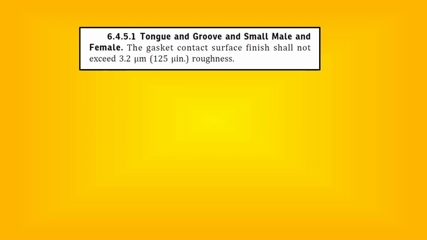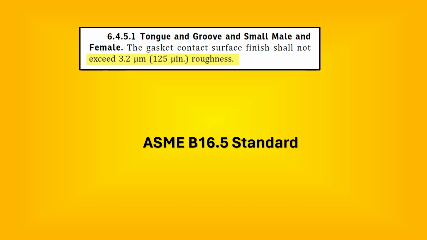So for tongue and groove and small male and female that we're going to see now, the gasket roughness required is not going to exceed more than 125 micro inches in roughness. So this is lower as compared to a soft gasket, but it is higher as compared to an RTJ flange.